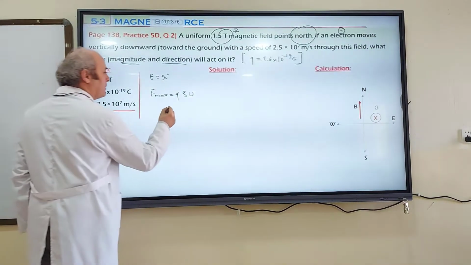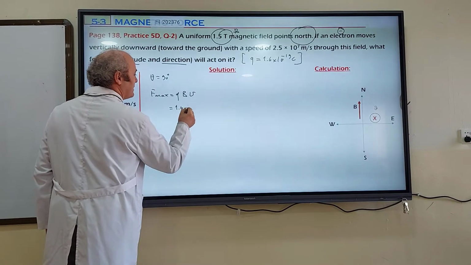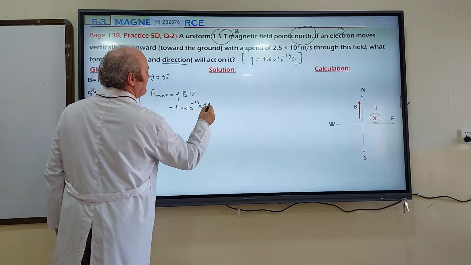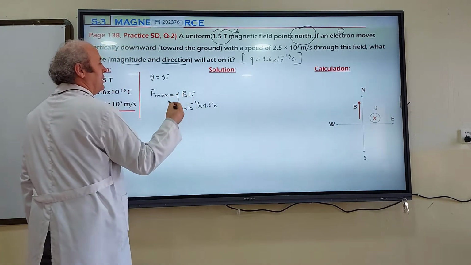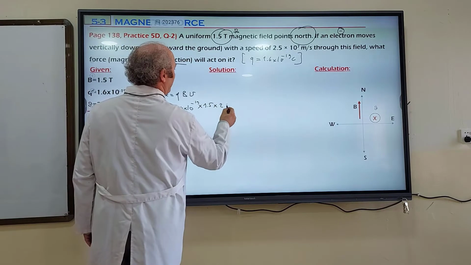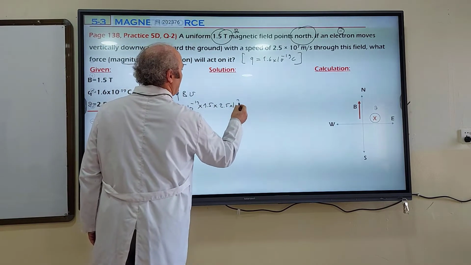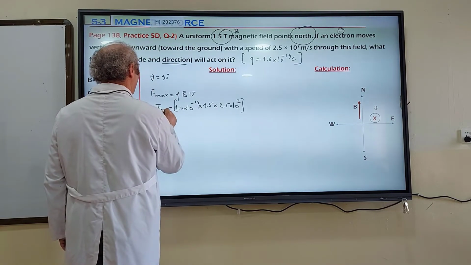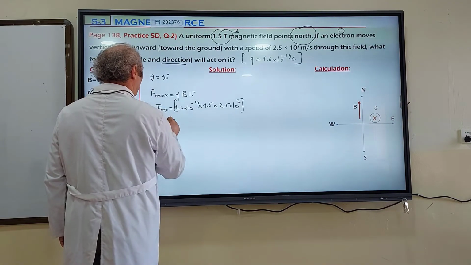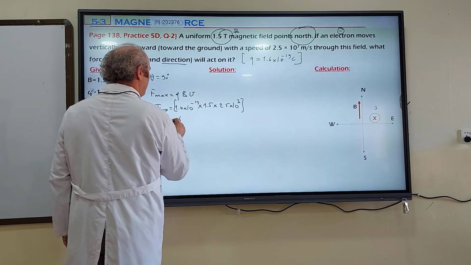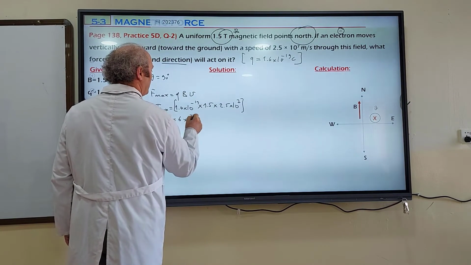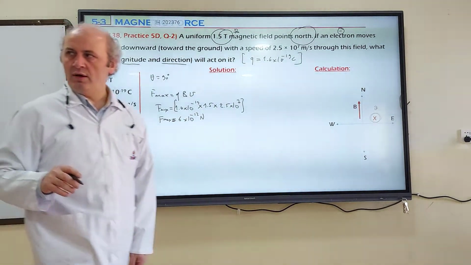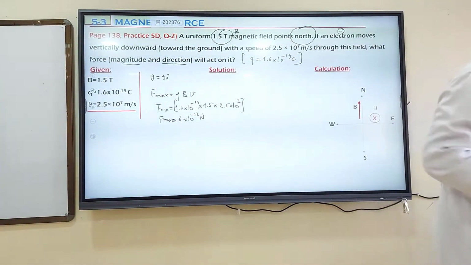Q is given 1.6 times 10 to the power of negative 19. B is given 1.5 Tesla multiplied by V is given 2.5 times 10 to the power of 7. Multiply them all. How much is the answer? 6 times 10 to the power of negative 12. Okay. First calculate the magnitude. This is the easiest part, and we did.